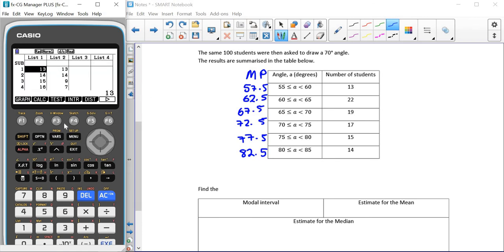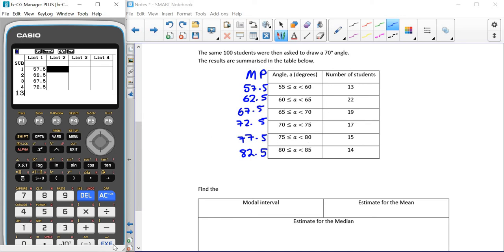We then want to go into the statistics part of our calculator, delete anything that we already have in there. And now, instead of putting this interval into our list 1, we are instead going to put our midpoints. So that's 57.5, 62.5, 67.5, 72.5, 77.5, and 82.5.